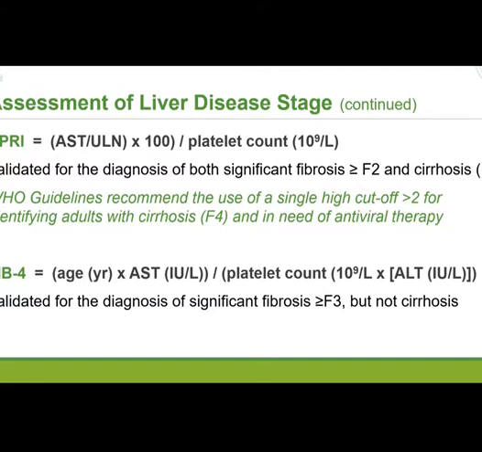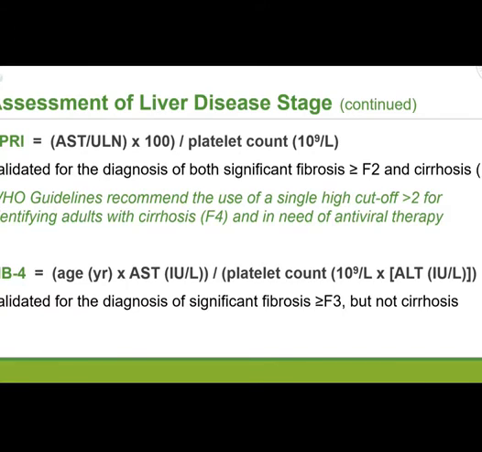Now it is validated for the diagnosis of significant fibrosis greater than F2 and cirrhosis of liver. APRI has got two cutoffs, a lower cutoff 0.5 and upper cutoff 1.5. So if APRI is less than 0.5, it's a strong indicator that there is very little or no fibrosis. If APRI is more than 1.5, it's a strong indicator of cirrhosis.